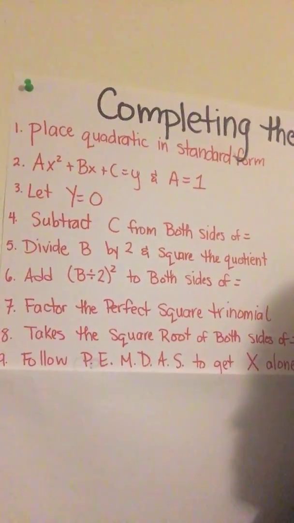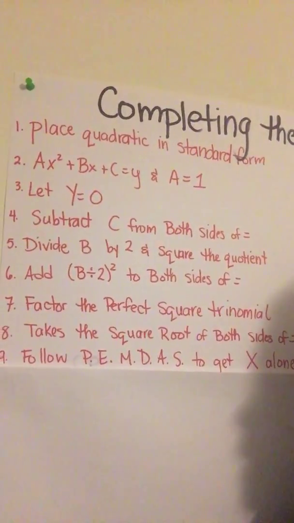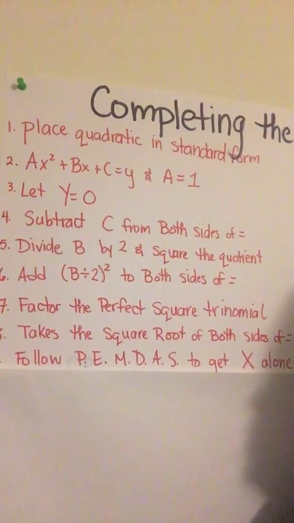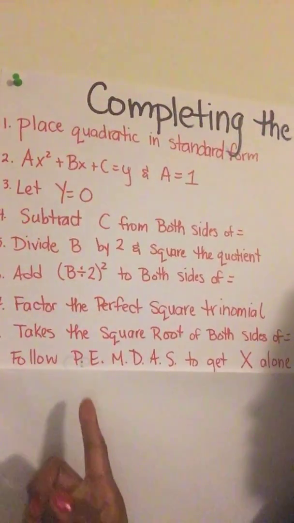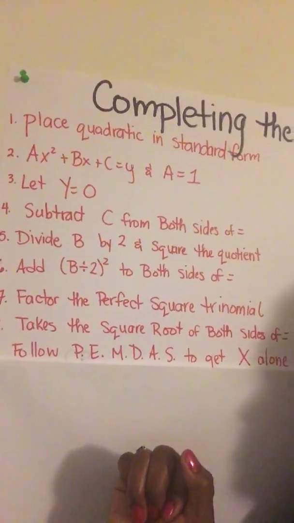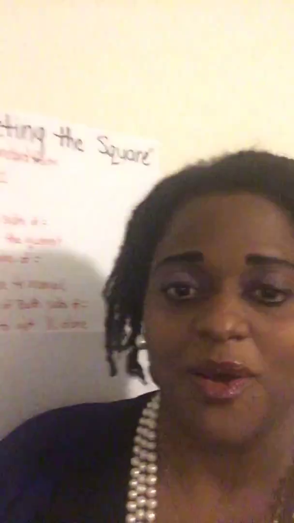We're going to factor the perfect square binomial, take the square root of both sides, and then follow our order of operations, PEMDAS: parentheses, exponents, multiplication, divide, add, subtract, to solve for x, which is our roots. Okay, so let's get started.